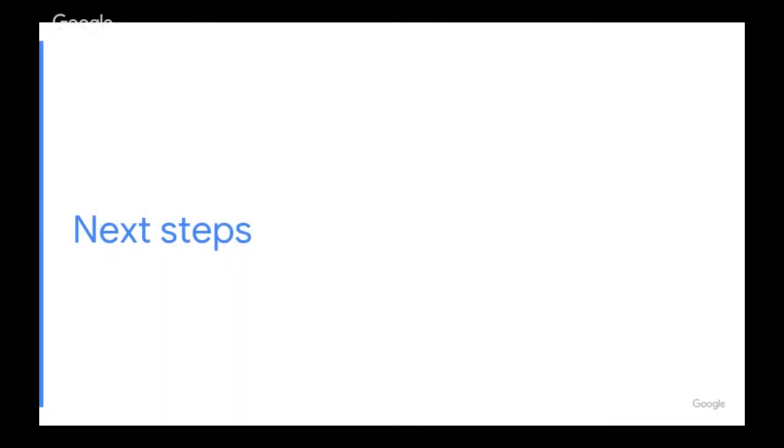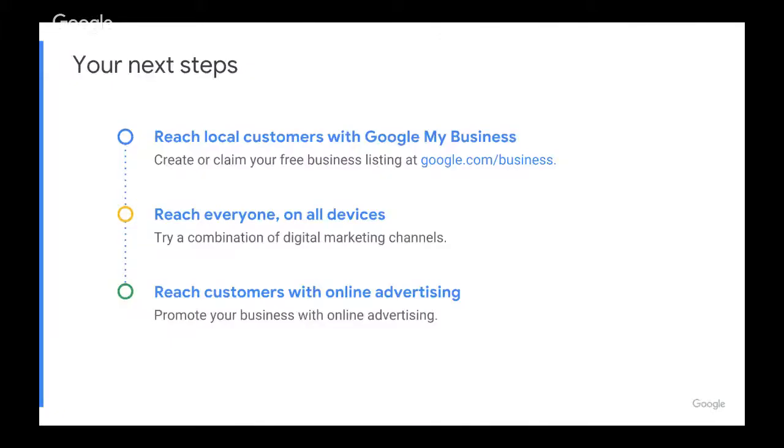So that wraps up the 3 things you can do to help market your business online: Google My Business, a search-friendly, mobile-friendly website, and advertising. Once you put these steps in motion, you might want to check out other tools Google offers to market your business online. I've highlighted a few of them throughout this workshop.